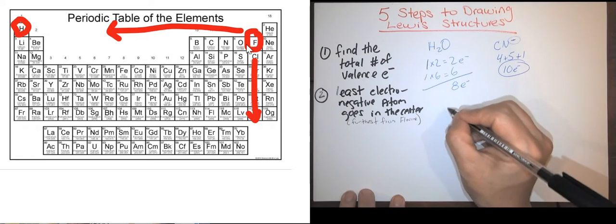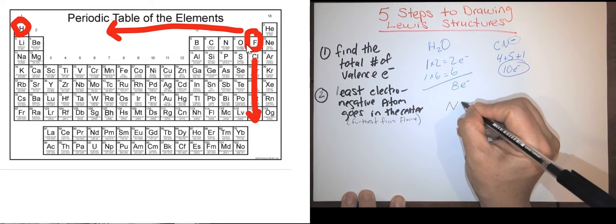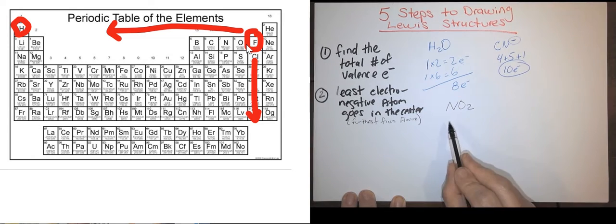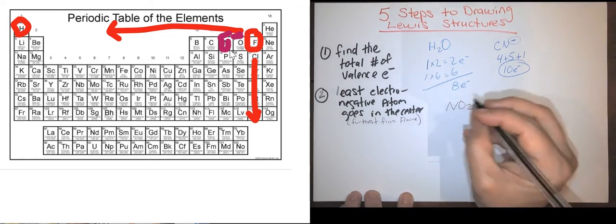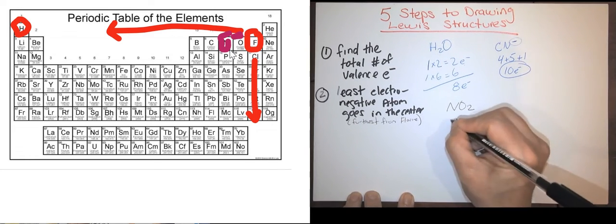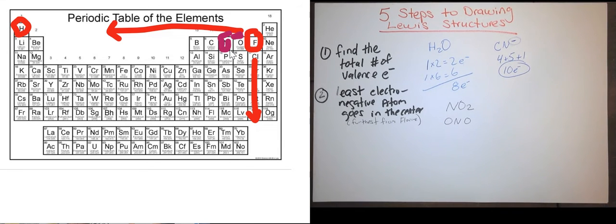Okay, so let's look at some examples here. Let's look at NO2. So when I'm drawing my Lewis structure, what goes in the middle? Well, I look over here. Let's go this purple. So I have nitrogen, which is here, and oxygen, which is here. Which is furthest from fluorine? Well, obviously nitrogen. So I would put nitrogen in the middle, and my oxygens go on each side.